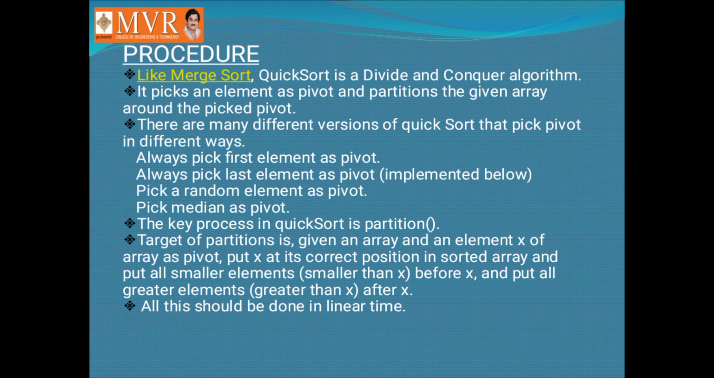Okay. Till now I have told that there will be an element in the list called the pivot element, and this plays a major role in it. Now what is this pivot element and where does it come from? See, always pick first element as pivot. Second one, always pick last element as pivot. Next one, pick a random element as pivot. Pick median as pivot. See, pivot element is nothing but an element from that list of unsorted elements.